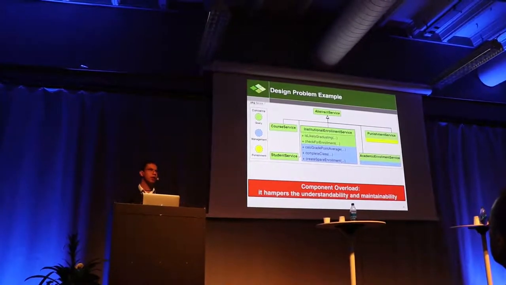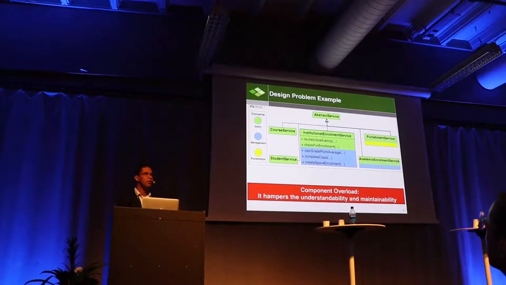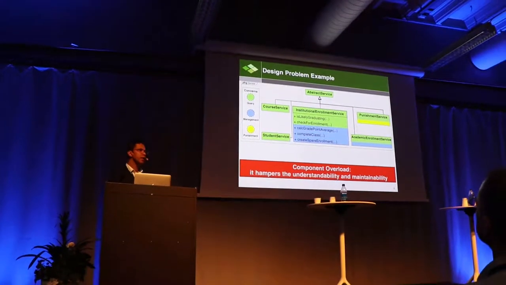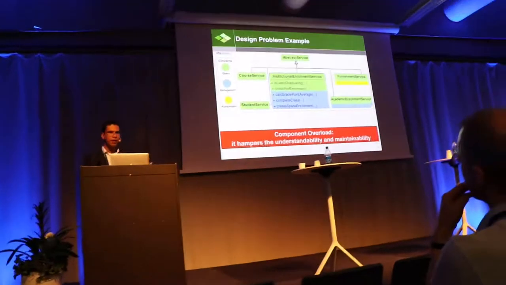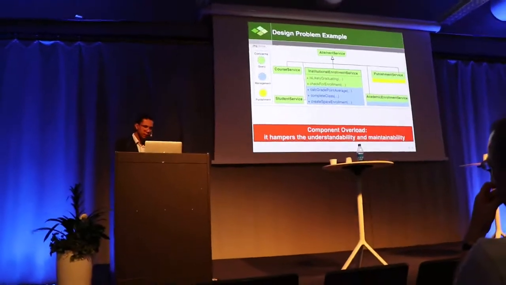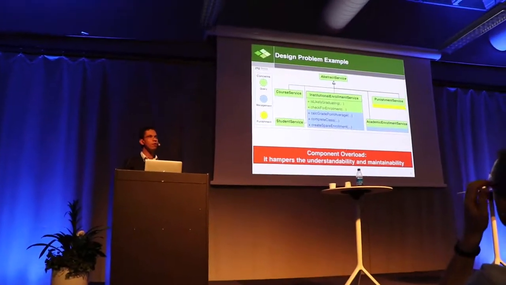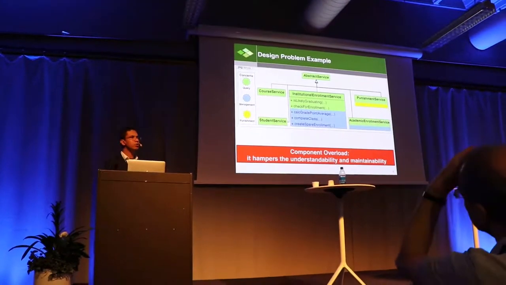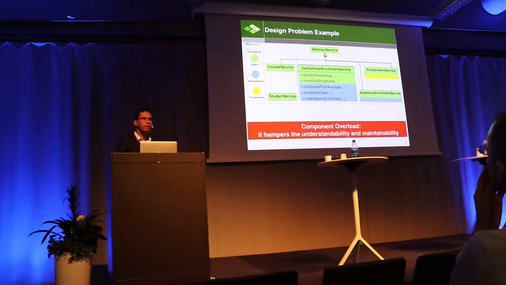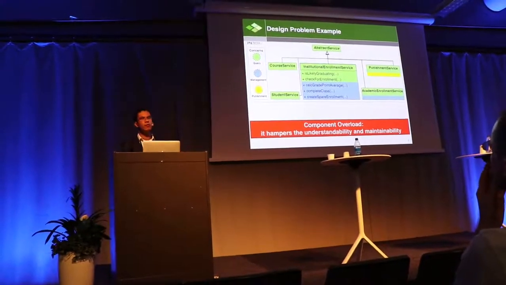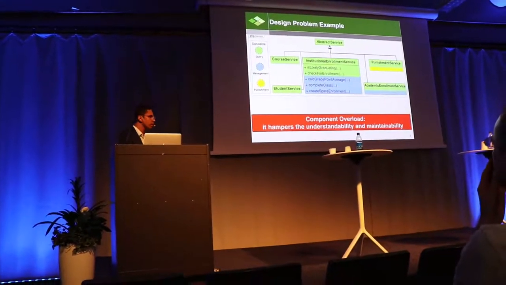This design problem happens when a component implements several unrelated concerns. It has a negative impact: it hampers the understandability and maintainability of the software system. In fact, design problems are so harmful for the software system that they can lead to the discontinuation of these systems. Therefore, developers should identify and remove them as early as possible.